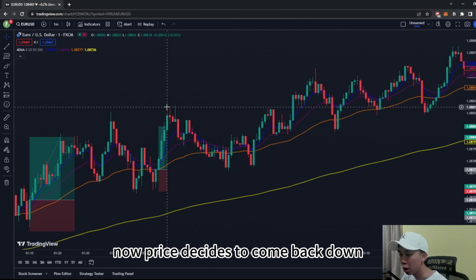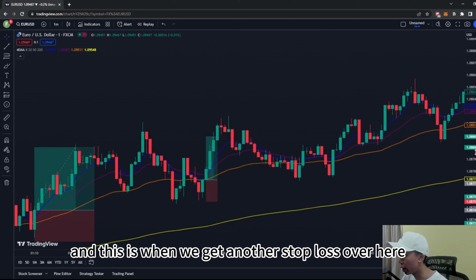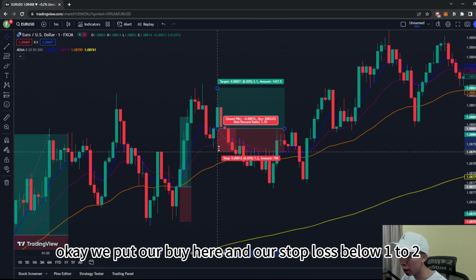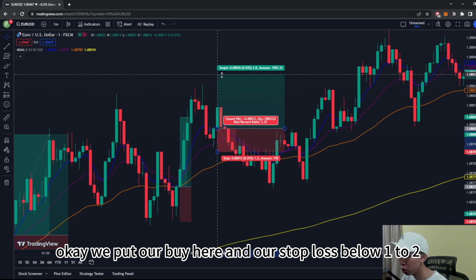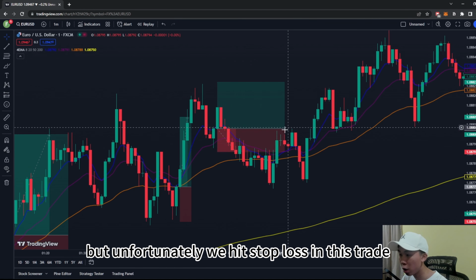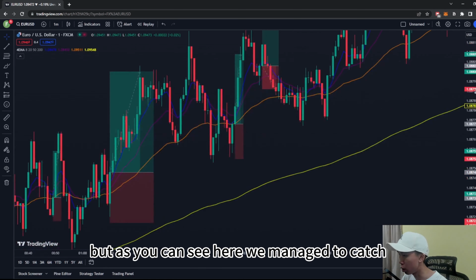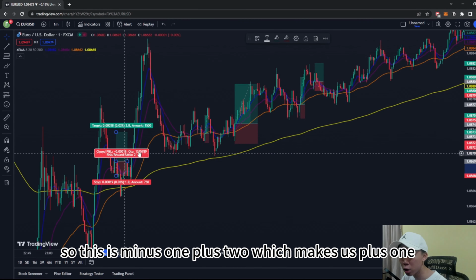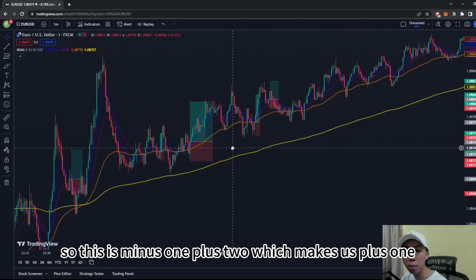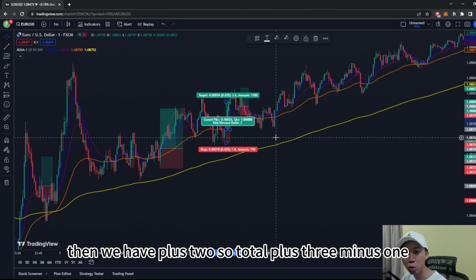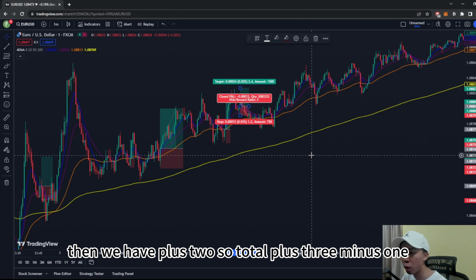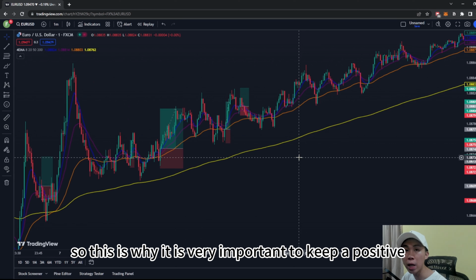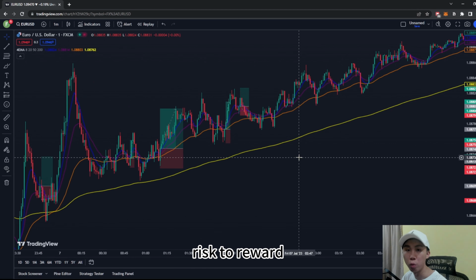Now price decides to come back down, and this is when we get another stop loss over here. Okay, we put our buy here and our stop loss below, 1 to 2, but unfortunately we hit stop loss in this trade. But as you can see here, we managed to catch some profit already. So this is -1 plus 2, which makes us +1. Then we have +2, so total +3, -1, so we are still up +2. So this is why it is very important to keep a positive risk to reward.